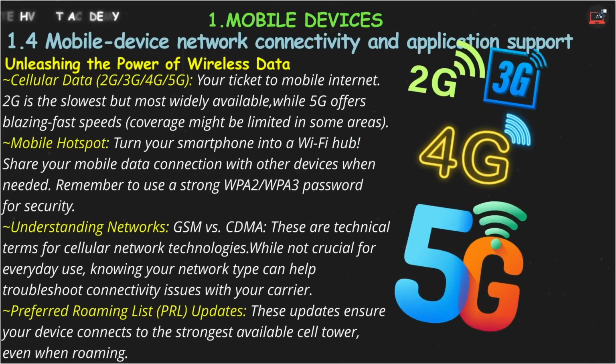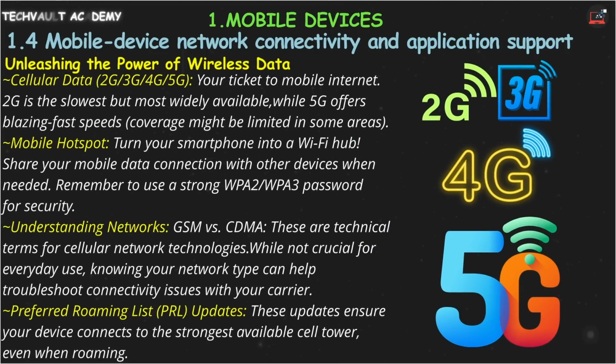Cellular data, 2G, 3G, 4G, 5G, your ticket to mobile internet. 2G is the slowest but most widely available, while 5G offers blazing fast speeds. Coverage might be limited in some areas. Mobile hotspot, turn your smartphone into a Wi-Fi hub. Share your mobile data connection with other devices when needed. Remember to use a strong WPA2/WPA3 password for security.